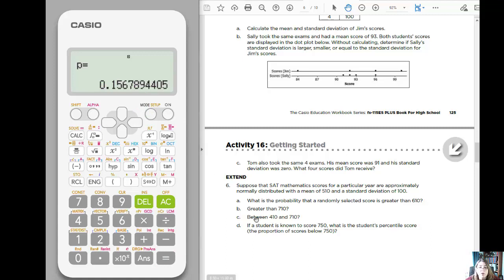So then if you had, for the example C, between 410 and 710, we could go back to that. So let's go to mode, do it again, and choose number 2. So now our lower this time is 410, right? And our upper is 710. Our standard deviation is still 100, and our mean is still 510. And so notice we have a much higher probability of scoring between 410 and 710.